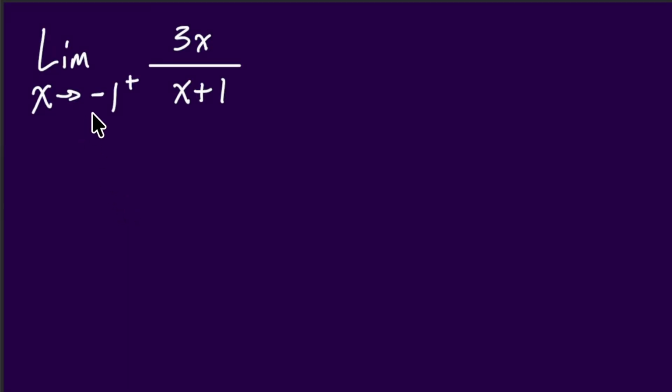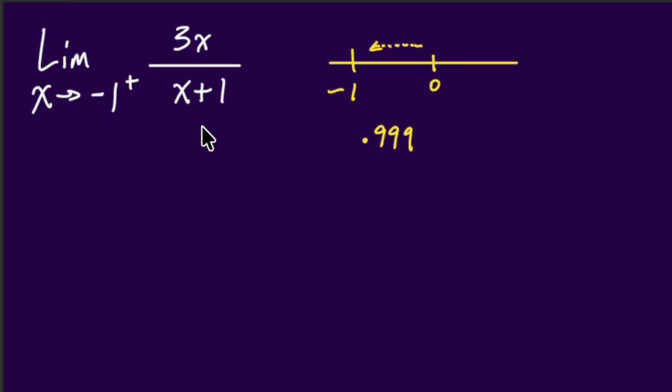Next, we have the limit as x approaches negative 1 from the right of 3x divided by x plus 1. I feel that a number line is always helpful in this scenario. So let's do a number line, and here's negative 1. So we're approaching negative 1 from the right. So as we get close to negative 1, let's say we have negative 0.999, and we add a 1 to it, this is always going to be positive and very, very small.